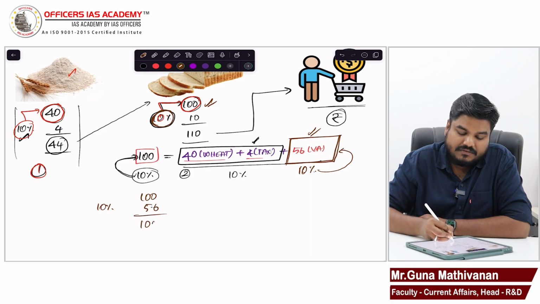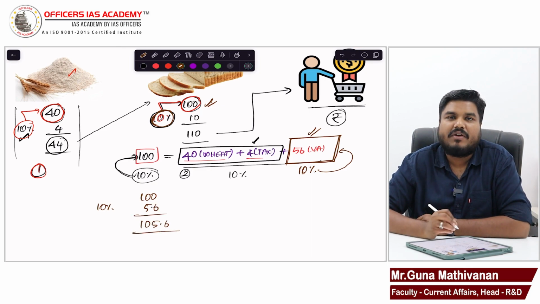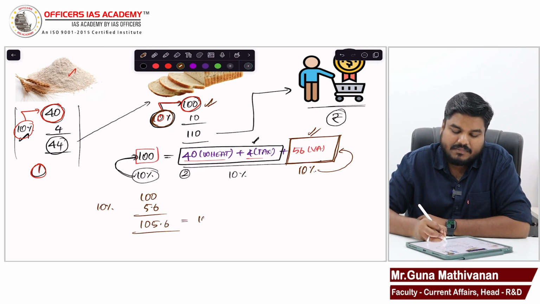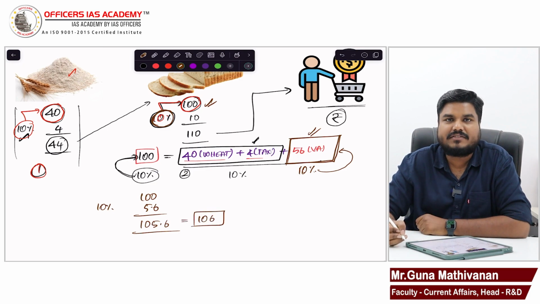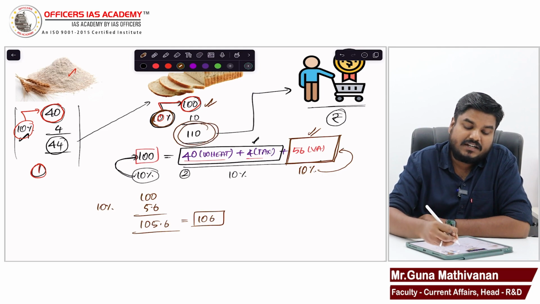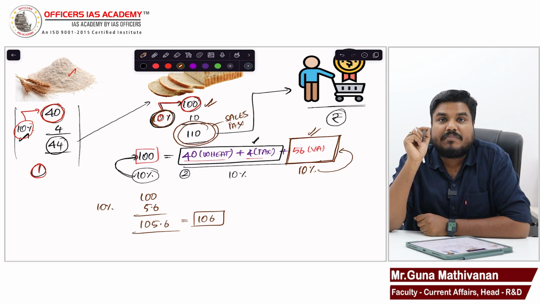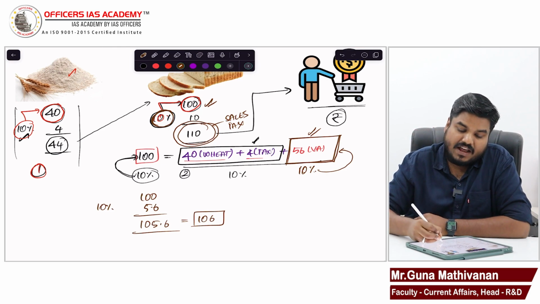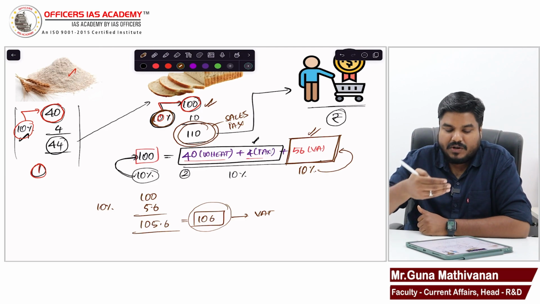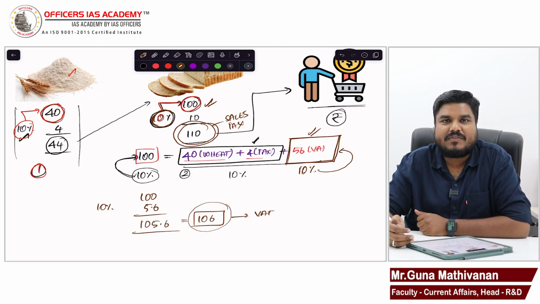So the bread price will come down to 105.6. We will round it off. The bread price falls to 106. The bread price was 110 in the sales tax regime. But in VAT regime, this bread price came down to 106 rupees.